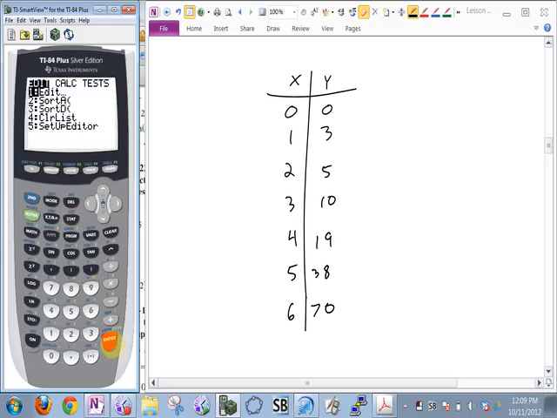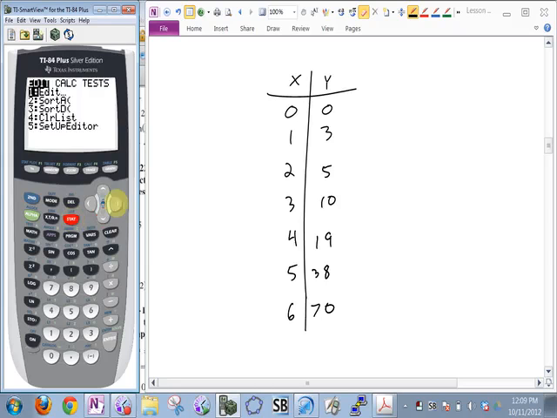Go back to your stat menu. For now, here's what I want you to do. I want you to ignore that if you go to the calc menu and scroll down a little bit, there's this thing called exponential regression. Ignore that. Pretend you didn't see that. Okay? Pretend you see nothing.